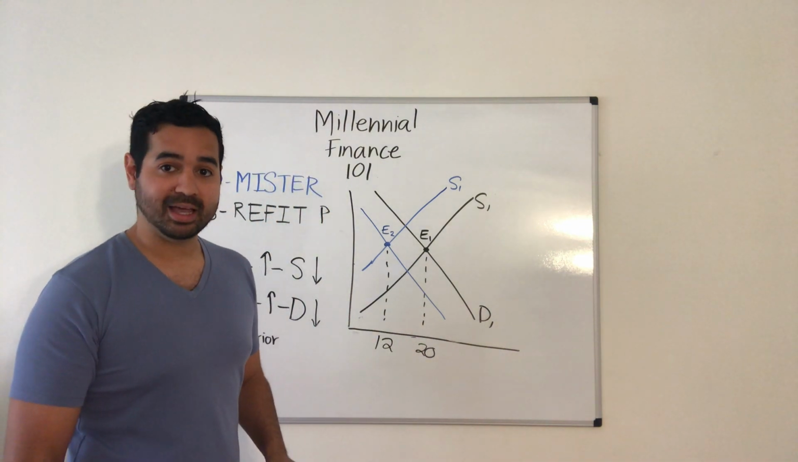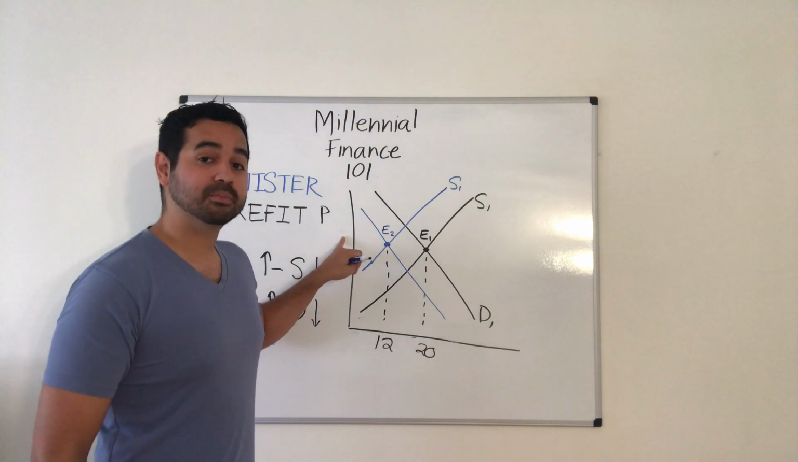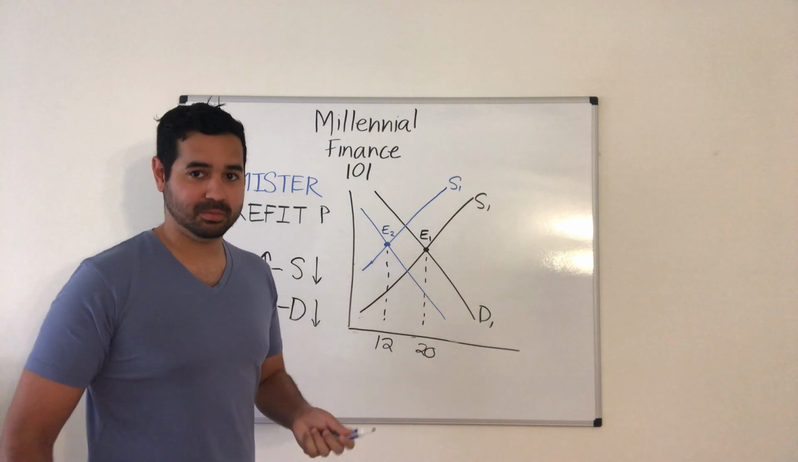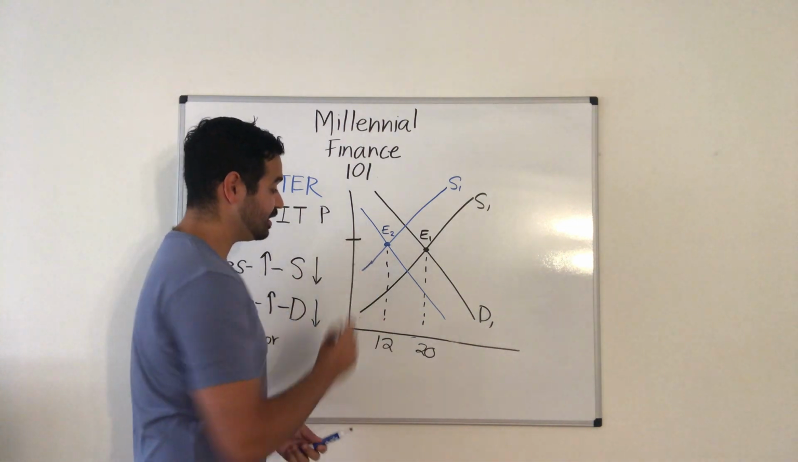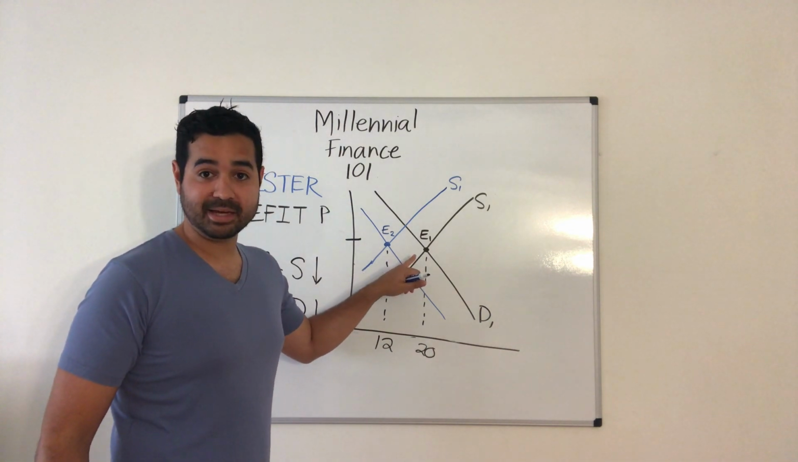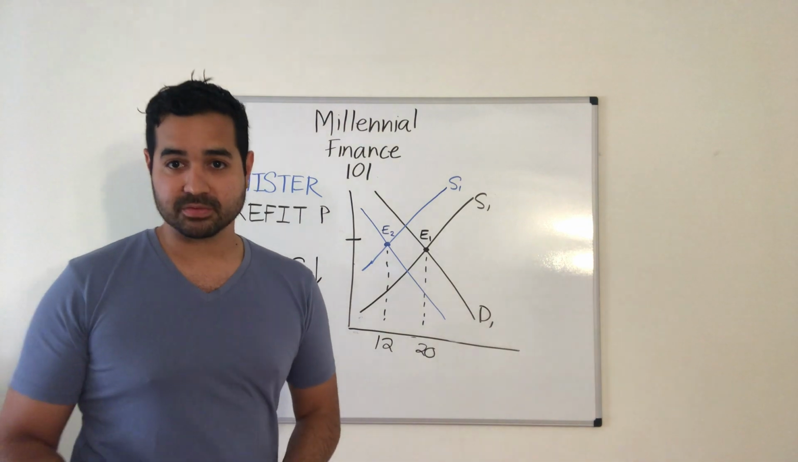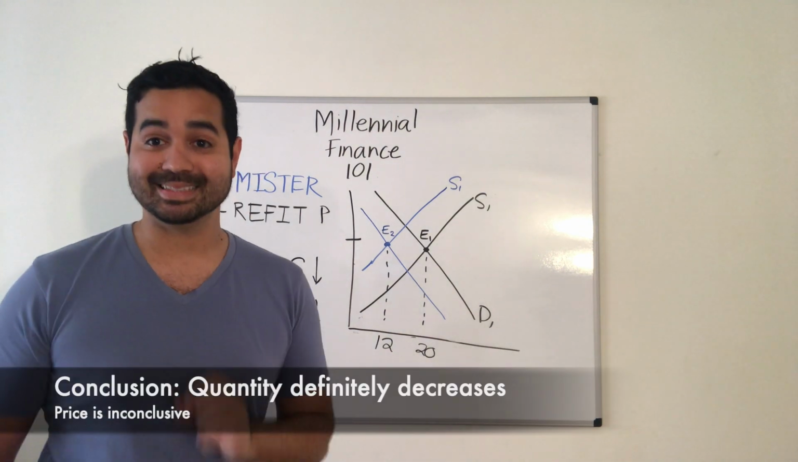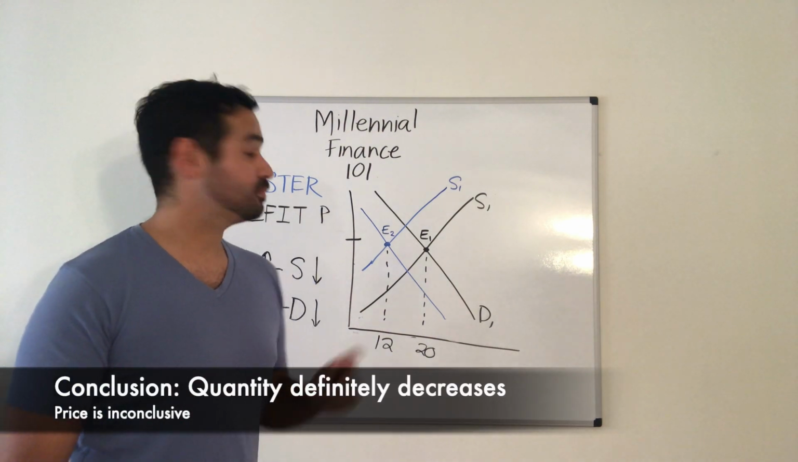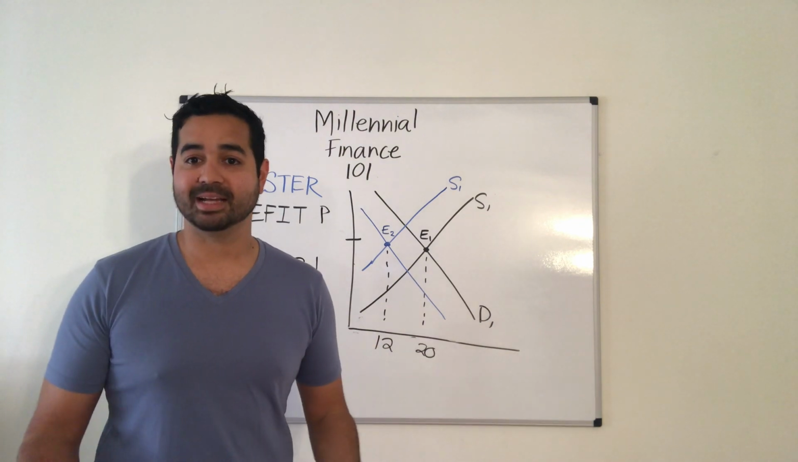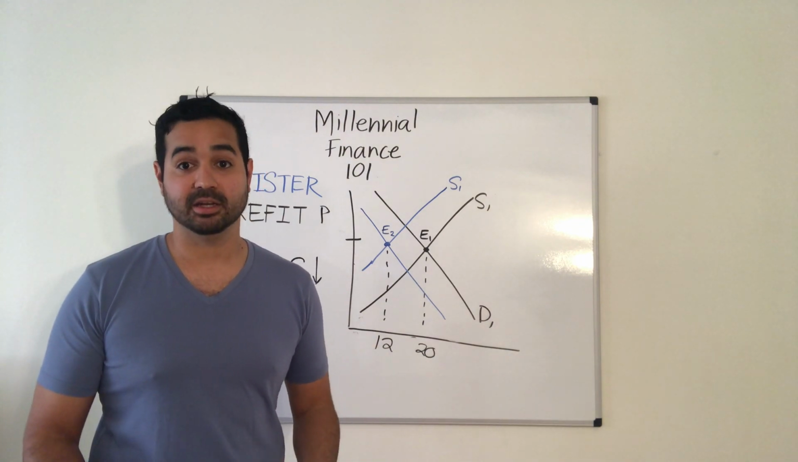The same issue we had from before, where the price is indeterminate, also appears in this example. So depending on the magnitude, the price can be above or below. So our real answer for this one is that quantity will definitely decrease, but price, it's not determined. You cannot figure that one out based on the numbers that you have.